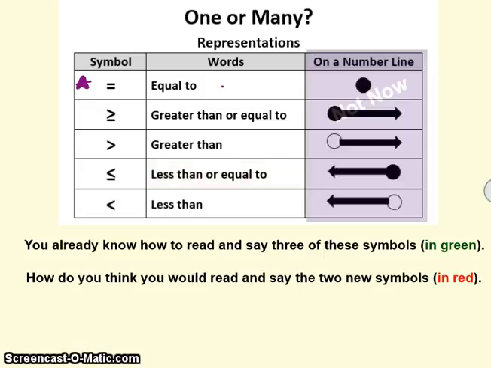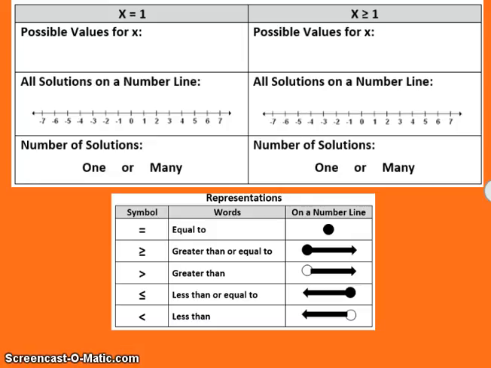And so then I'm going to show you what's here, and we're going to talk more about that later on. So you already know how to read and say 3 of those symbols, those ones that we talked about, and then we just showed you how to say the other symbols, the new symbols. You're going to want to get this paper out.